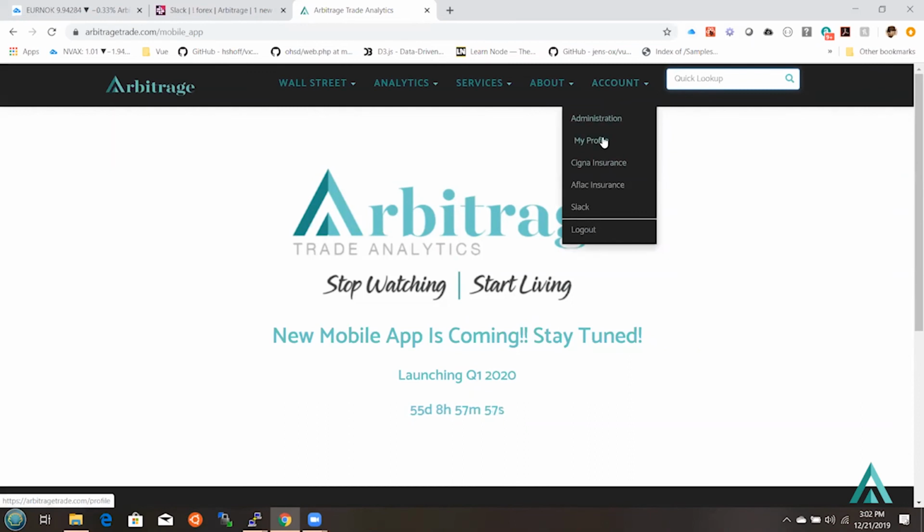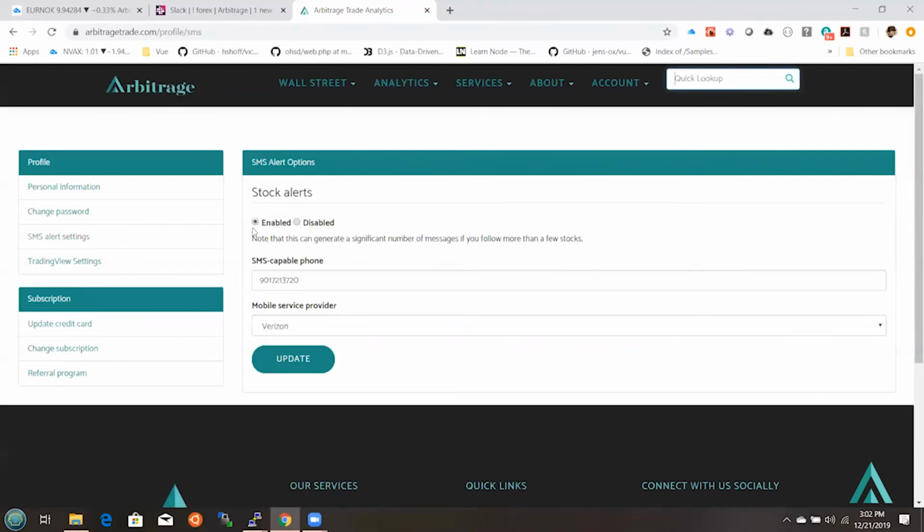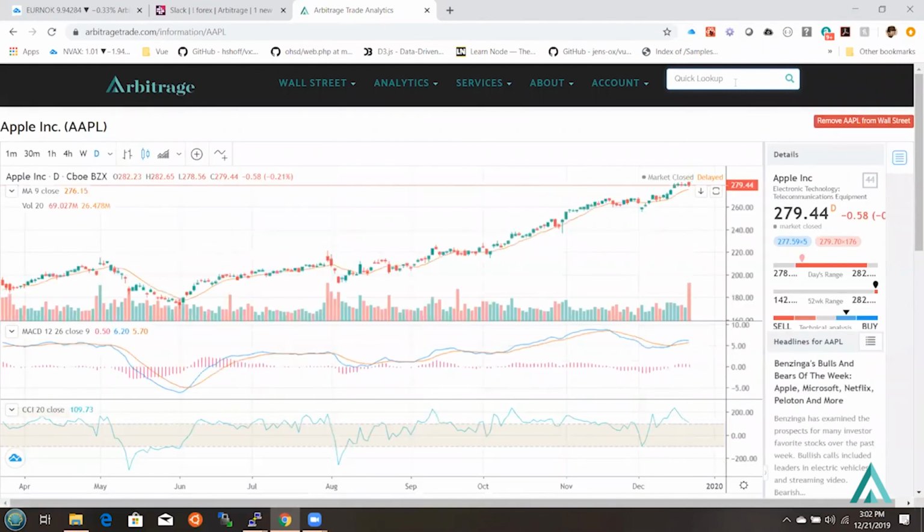To set up SMS, if you haven't done that before, you would go to SMS alerts and settings and click on here, click on enable, and put in your phone number and your carrier, and then update. And basically now to watch, I'm still implementing this for Forex, so it's not completely in place yet. But for American stocks, for example, if I wanted to watch Apple, it's literally a one-click button.